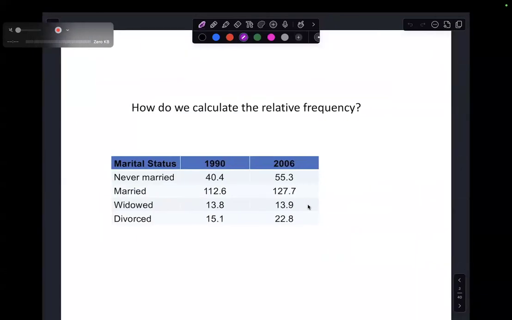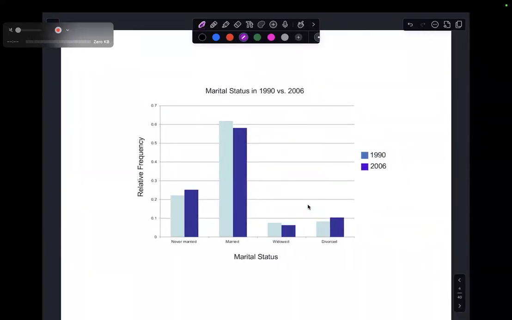Once again, remember the way that we calculate relative frequency is we take the frequency of one of the things. For example, I would take the 40.4 and divide it by the total number we have. I haven't added it up, and I'm not going to, but I would take the 40.4 million and divide it by however many millions were in the study. That would give me my relative frequency. It tells me the proportion of the entire population that's never married. So here's my relative frequency table.